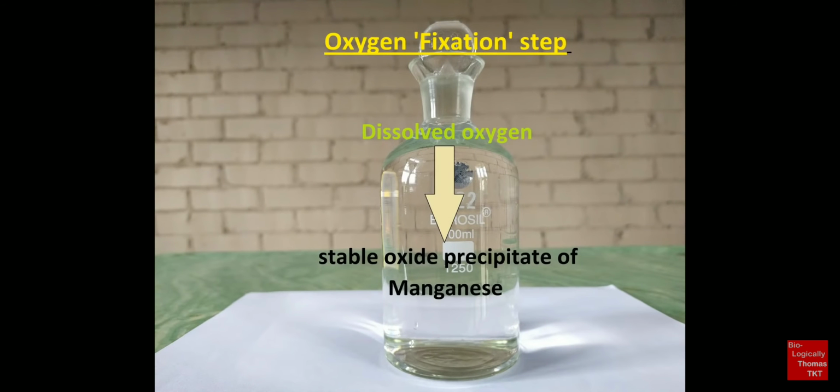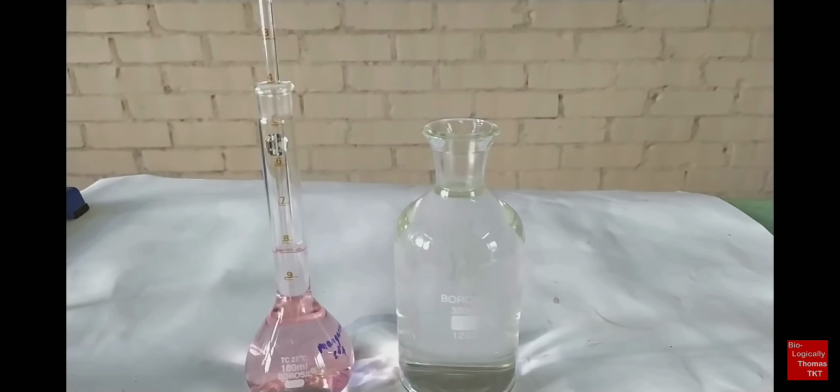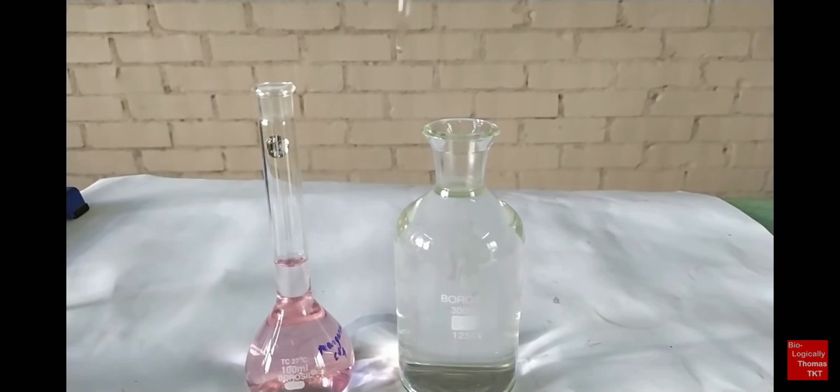The next step, also known as oxygen fixation step, may be performed in the lab or in the field itself. The fixation step is where the dissolved oxygen content of the water sample is converted into a more stable oxide precipitate of manganese. To perform the fixation step, carefully remove the stopper from the bottle and add 1 ml of manganese sulfate solution to the water sample using a 1 ml pipette.